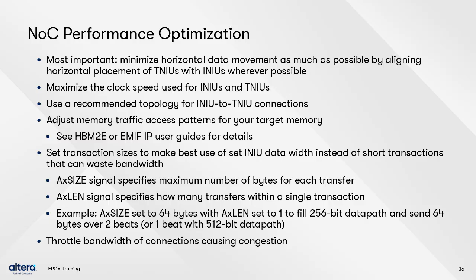For example, if you set AX size to transfer 64 bytes and AX len for a single transfer in a transaction, you can fill the standard 256-bit data path and send 64 bytes over 2 beats. If you use the 512-bit data path to enable the use of the fabric NoC, you can send the same amount of data in only 1 beat. Finally, if you can determine that a particular NoC connection is causing congestion, you can simply throttle that connection's bandwidth in the NoC assignment editor to allow other connections to take priority. The NoC user guide and AppNote 1003 have all the details on these techniques.